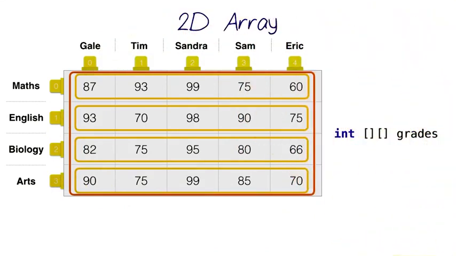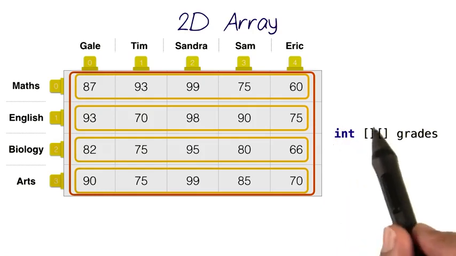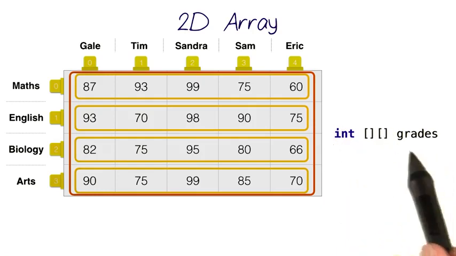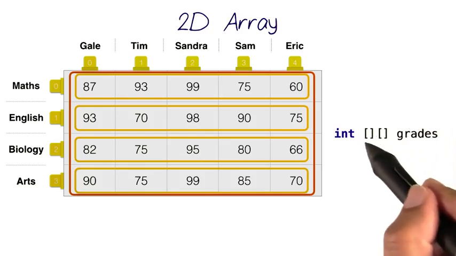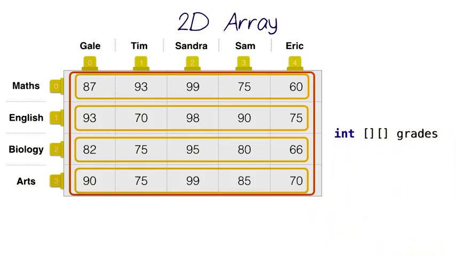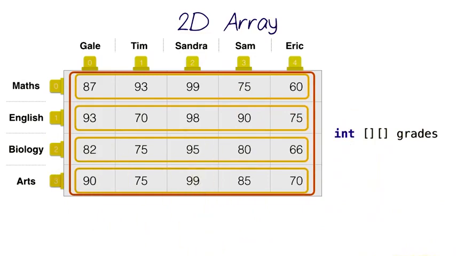To declare a two-dimensional array, you type in the type of the data that's stored inside, followed by 2 sets of square brackets, and then the array name. This is because we're actually creating an array of integers, called grades. The beauty of 2D arrays is that you can access any item in this table given the 2 indices.